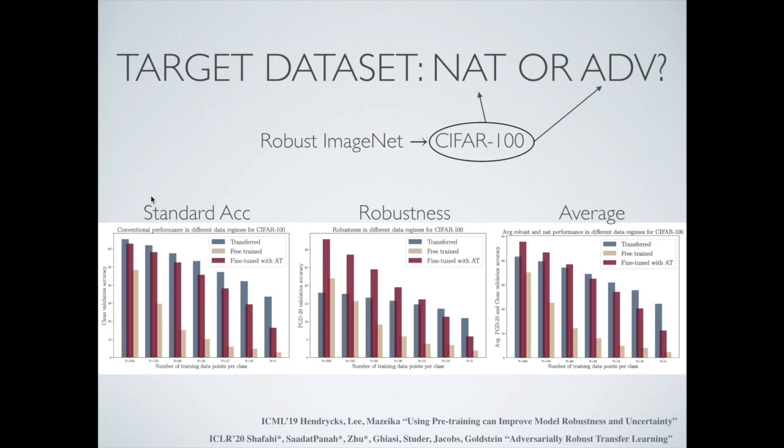And we look at different metrics: the standard accuracy, which is the accuracy on clean examples of CIFAR100 on the validation set, and also robustness, which is the accuracy on the adversarial examples built for the validation set. We note that in these regimes where we have a very limited number of training examples per class, our technique, which is the blue bar, outperforms fine-tuning on adversarial examples on the target domain.